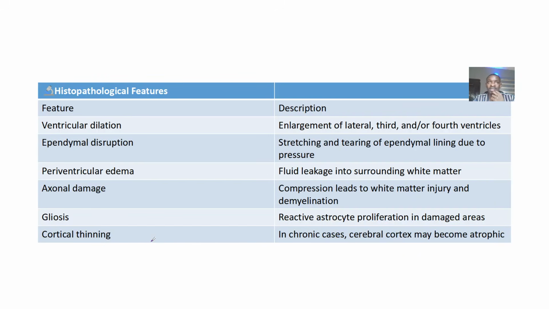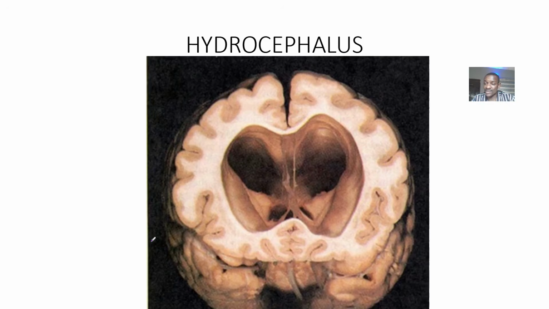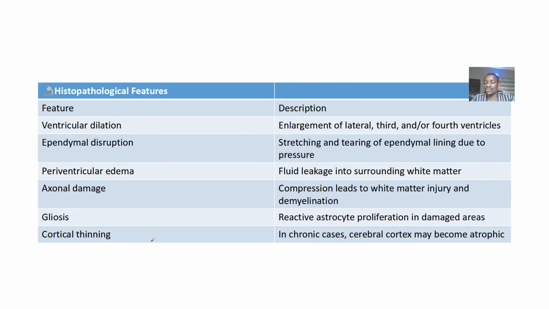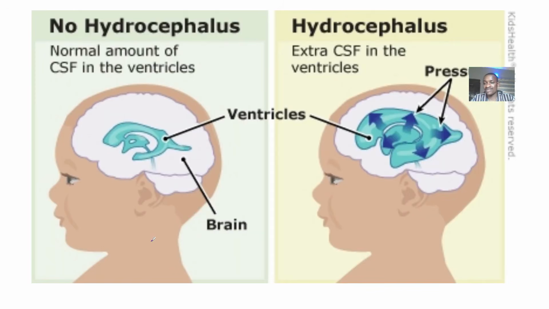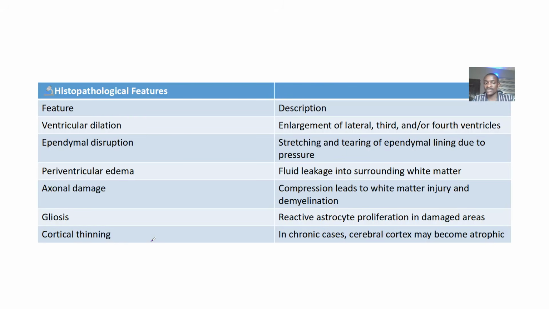So, histopathological features. All right. If you observe a brain that is affected by cerebrospinal fluid accumulation, what will you notice? Ventricular dilation. So the ventricles are big. Ependymal disruption. Periventricular edema. Axonal damage. Gliosis. Cortical thinning.